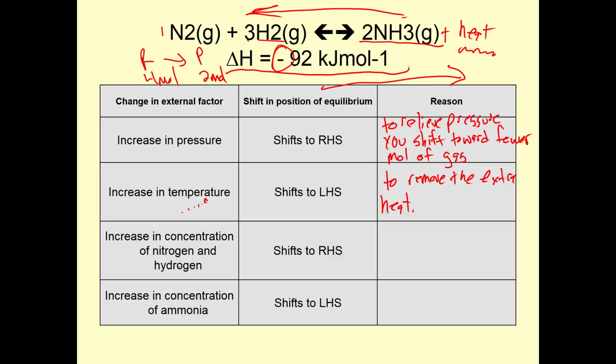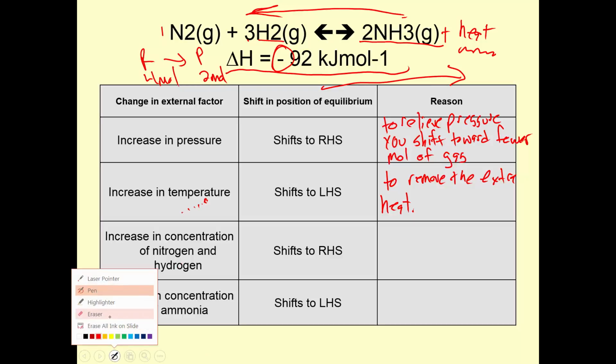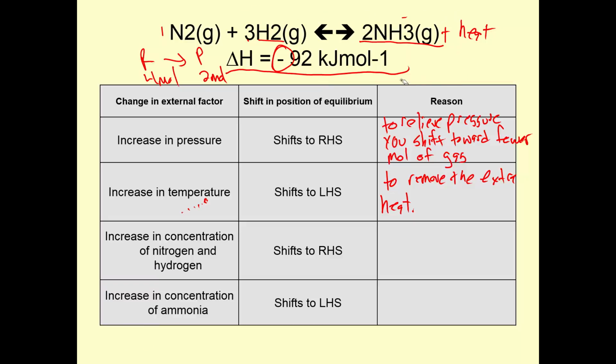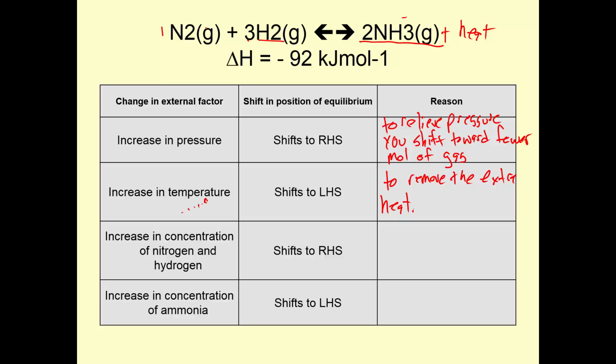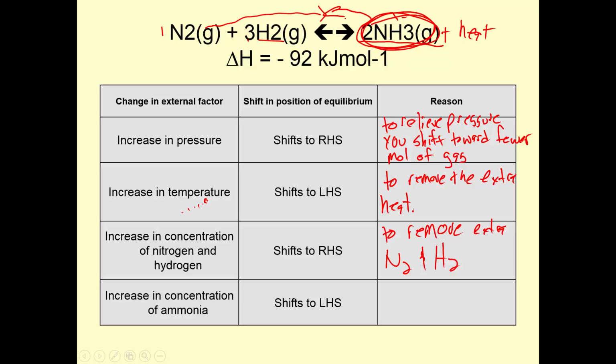If I increase the concentration of nitrogen and hydrogen, I would have too much nitrogen and hydrogen. So if I have too much of it, I want to get rid of it. To remove, I shift away from it to remove extra N2 and H2. If I increase the concentration of ammonia, I have too much ammonia. I shift away from ammonia to remove extra ammonia.